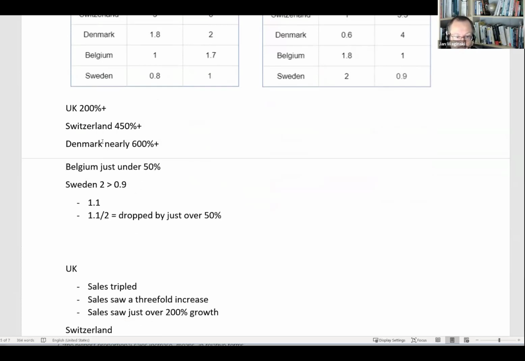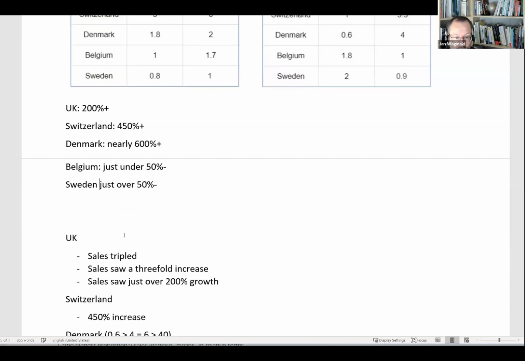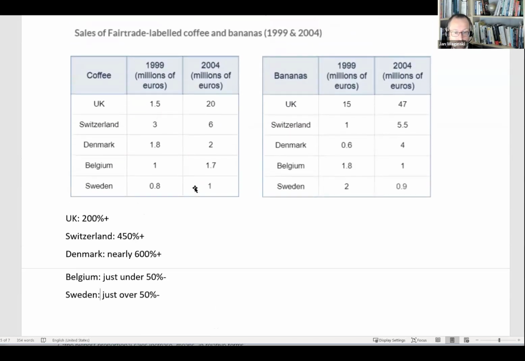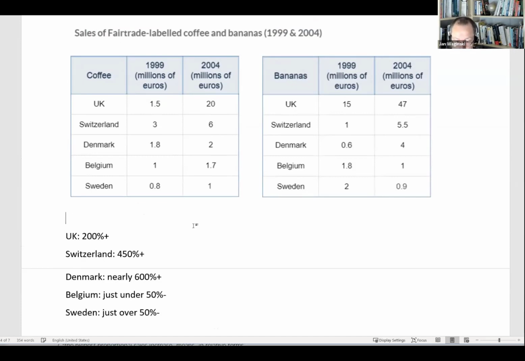Belgium, just under 50%, and Sweden, just over 50%. I'm going to put minus here so I don't forget. Oops, that's bananas.